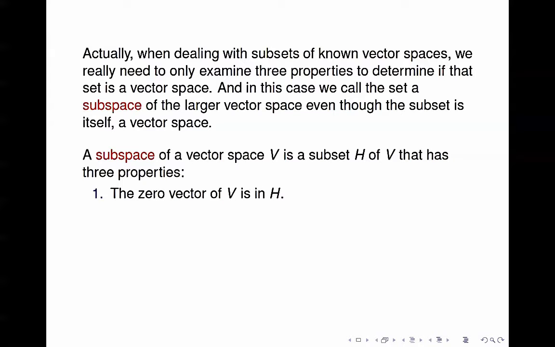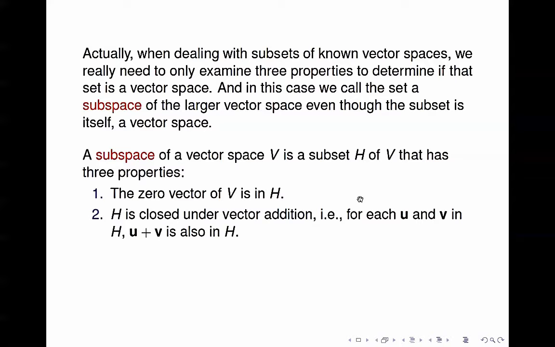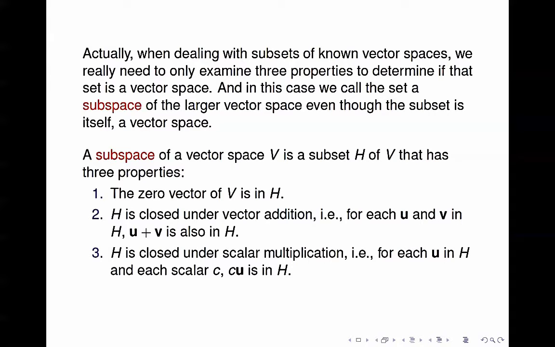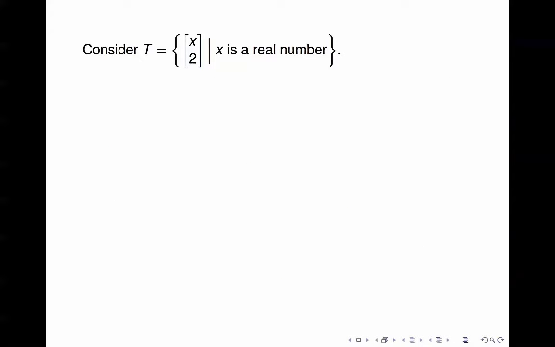Okay, so the 3 properties are given here. We say a subspace of a vector space V is a subset H of V that has 3 properties. The 0 vector of V is in H. H is closed under vector addition, and H is closed under scalar multiplication. So if we want to check to see if a set is a subspace of a vector space, we need only check these three properties. Alright, so let's do that here.